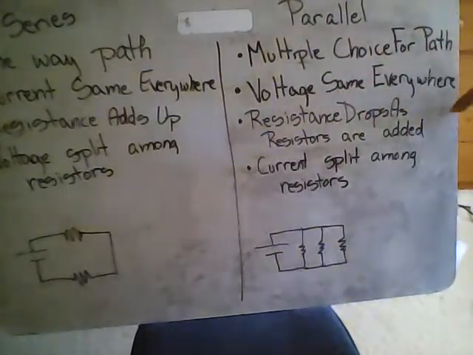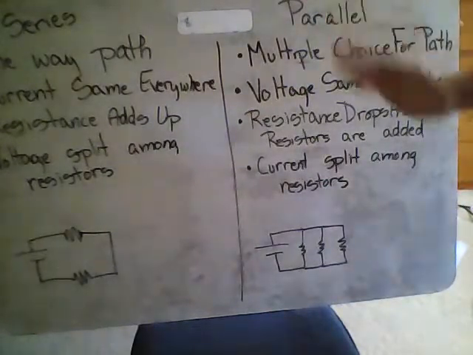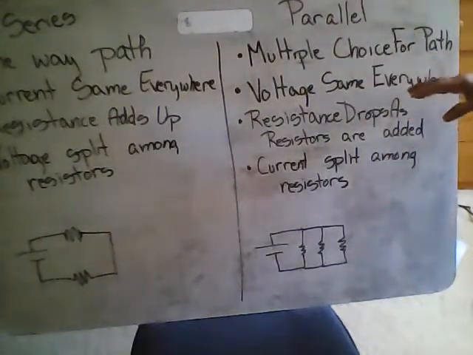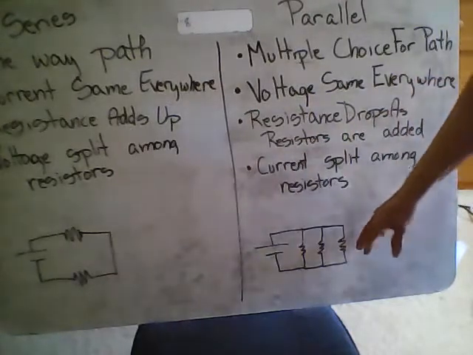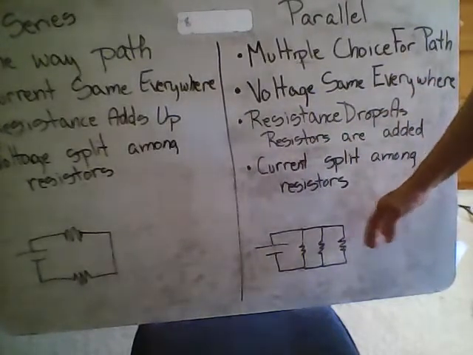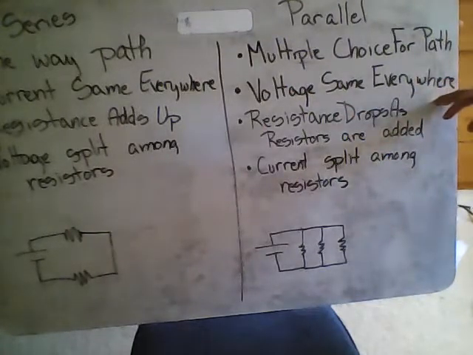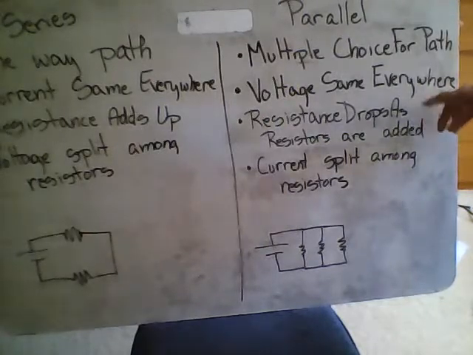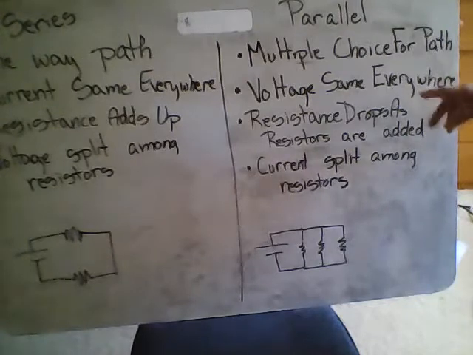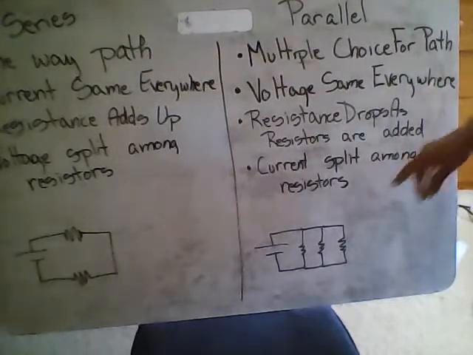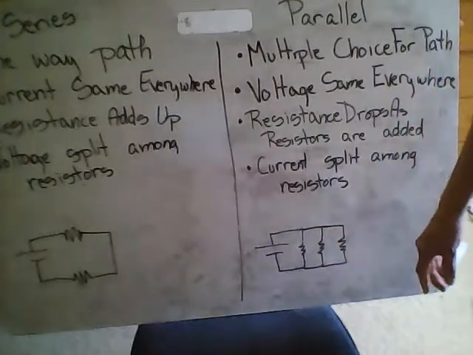Voltage is the same everywhere. Voltage is your pressure that's pushing the current along. So voltage is the same everywhere in a parallel circuit. Resistance drops. Now this is big about parallel. This is the huge advantage. Resistance drops as resistors are added.